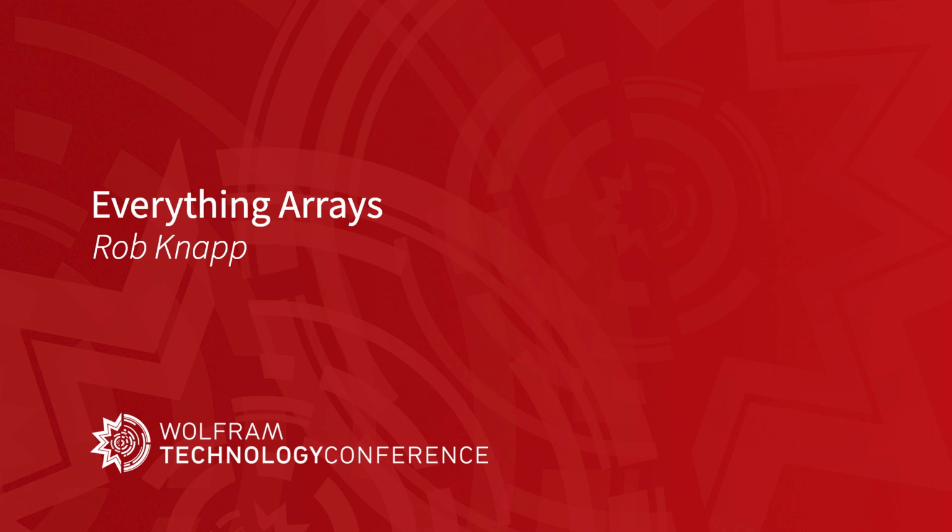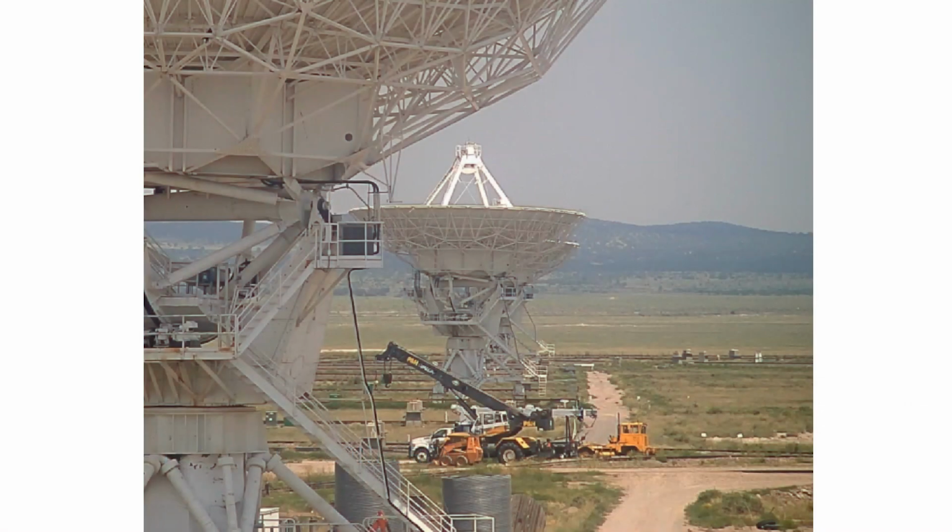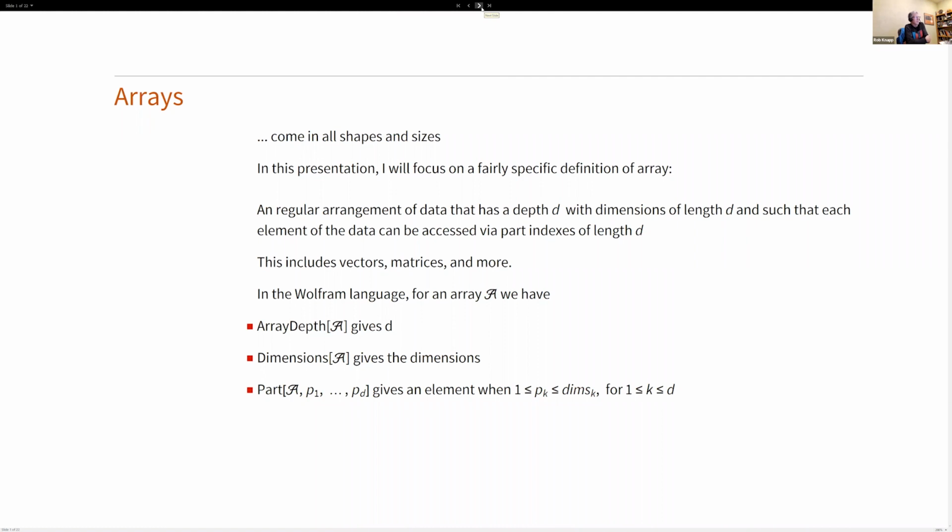Today I'm not going to be talking about, with a few exceptions, new features in the Wolfram language. I'm going to be talking about a fundamental part of the Wolfram language, and that is the idea of arrays. Arrays come in all types and sizes, and that previous picture is actually the Very Large Array in Socorro, New Mexico, which is my home state. And that's not the array I'm going to be talking about today.